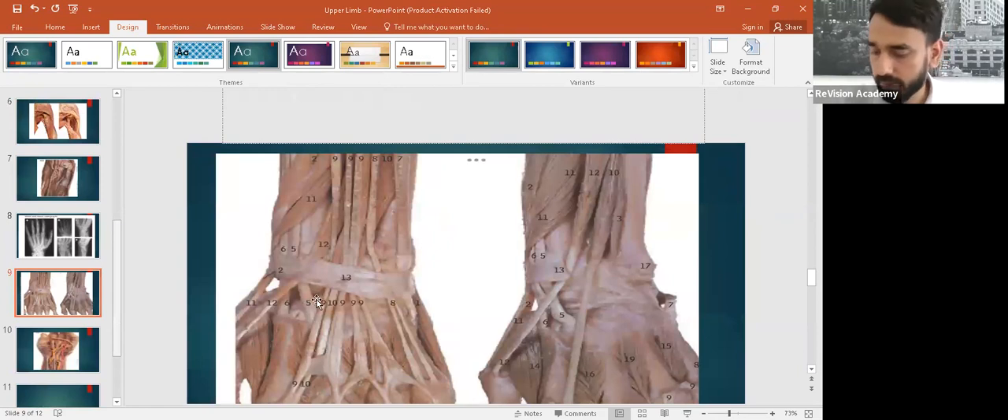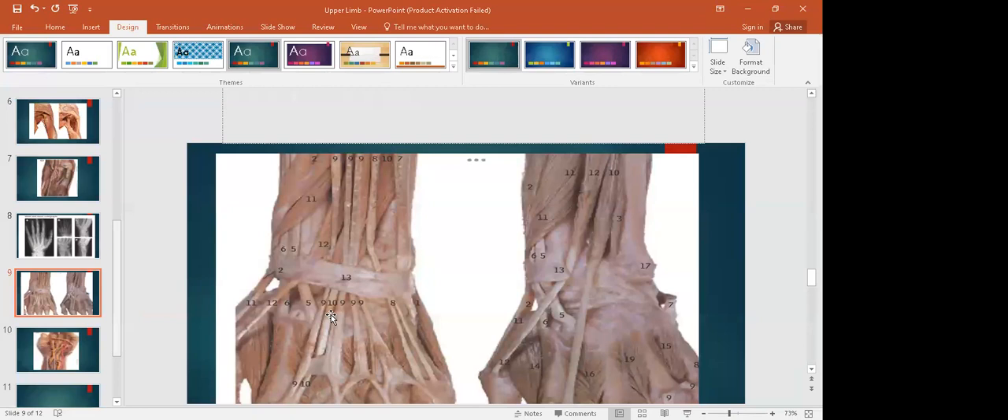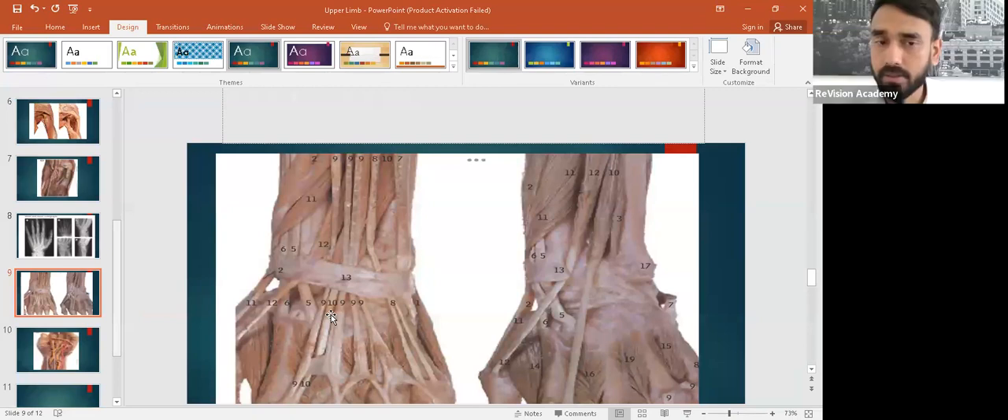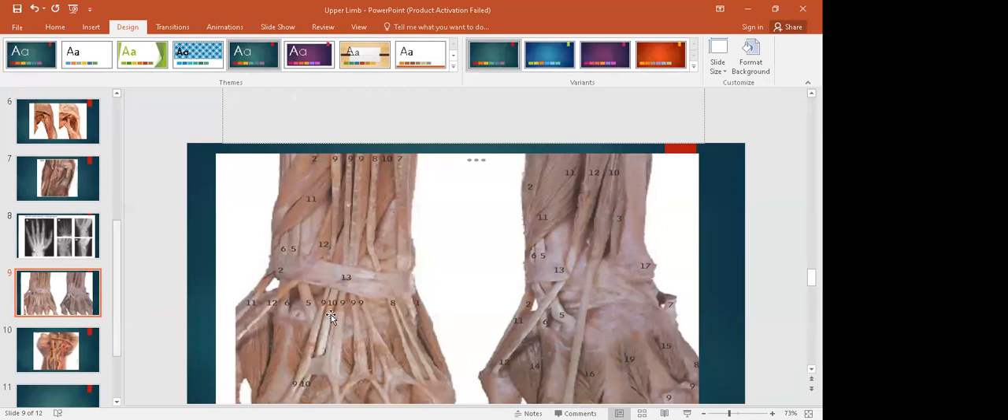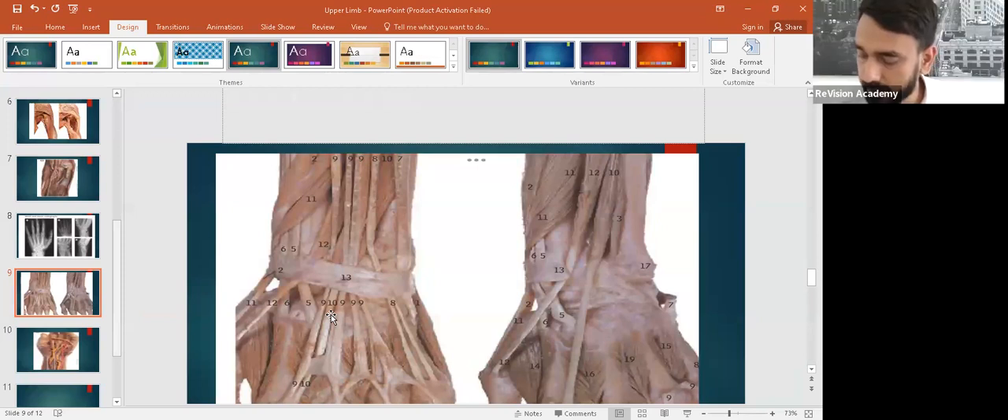Secondly, for this figure, it is quite confusing for each and every candidate, because nowadays they put these types of figures. Most of the time candidates confuse 9 and 10. You did quite well, because 9 is extensor digitorum and 10 is extensor indicis. That's the confusion. And number 2 is abductor pollicis longus. Number 11 is extensor pollicis brevis, as you told.